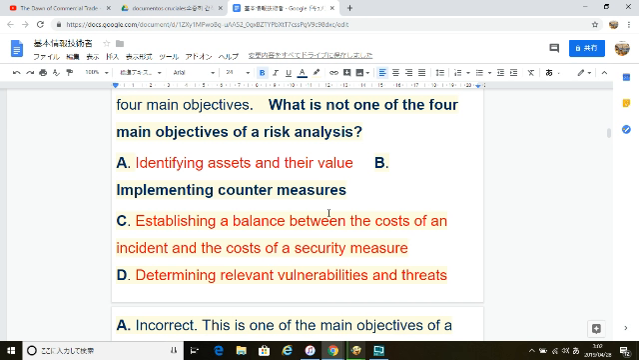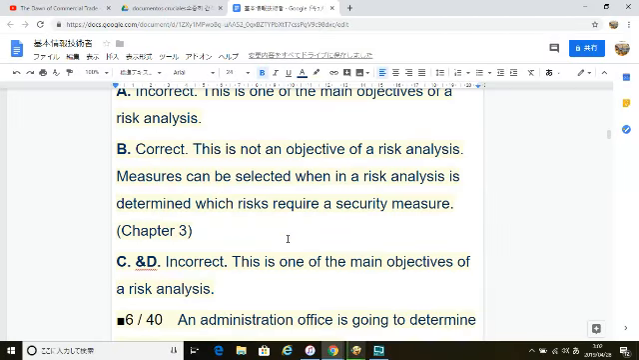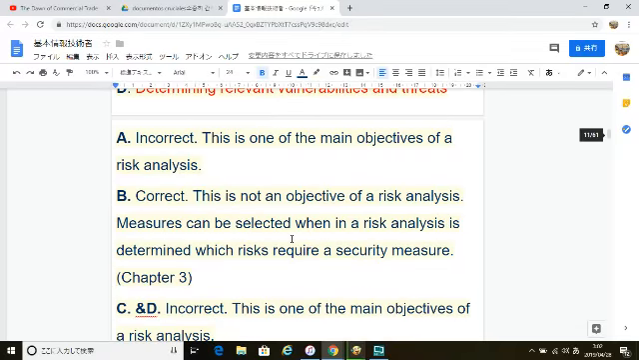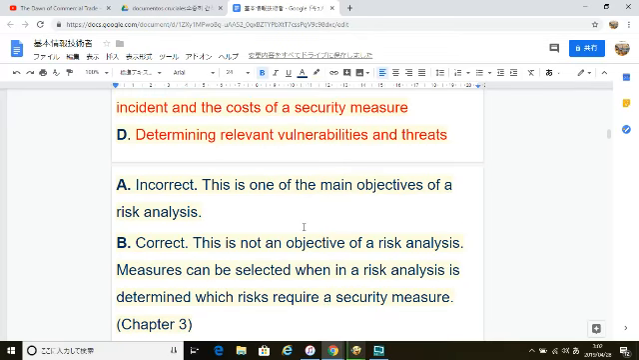A. Incorrect. This is one of the main objectives of a risk analysis. B. Correct. This is not an objective of a risk analysis. Measures can be selected when in a risk analysis it is determined which risks require a security measure. Chapter 3. C. and D. Incorrect. This is one of the main objectives of a risk analysis.